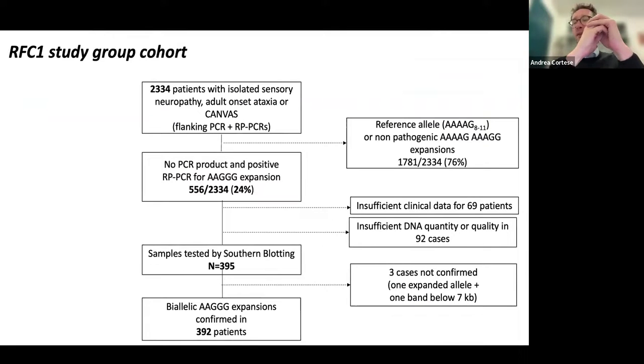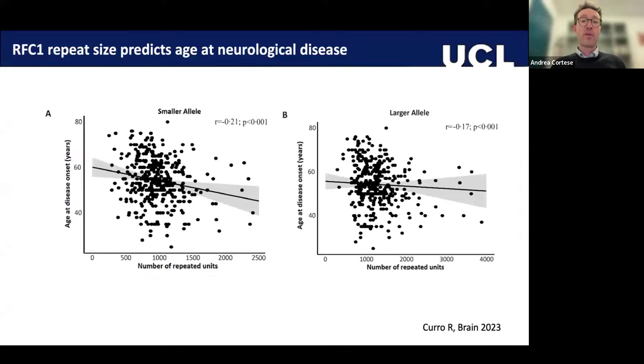So we asked ourselves, how can we inform patients about how the disease is going to progress in one single patient? So we realized that what really matters is the size of this repeat expansion. This was a difficult study because we had to do that Southern blotting, that old school test, in 400 patients, and we realized that the larger the expansion, the earlier the onset of the phenotype, and this is particularly true for the smaller of the two alleles.